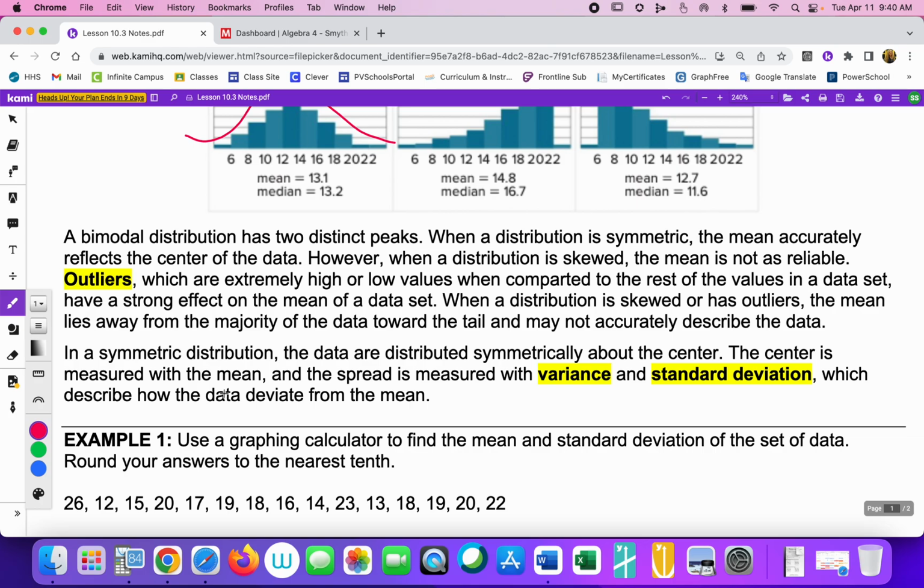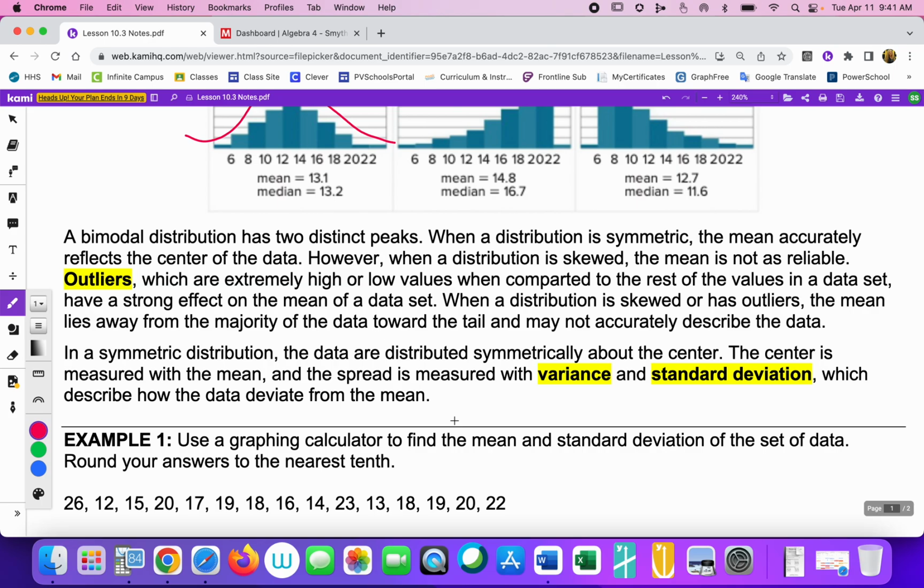When a distribution is symmetric, the mean accurately reflects the center of the data. So there's nothing really pulling it either direction. Everything's very balanced. When the distribution is skewed, the mean is not as reliable. So outliers are extremely high or low values when compared to the rest of the values in the data set and have a strong effect on the average of the data set.